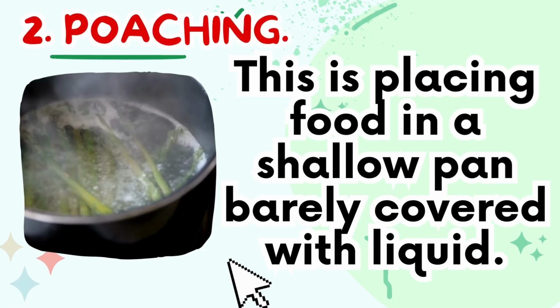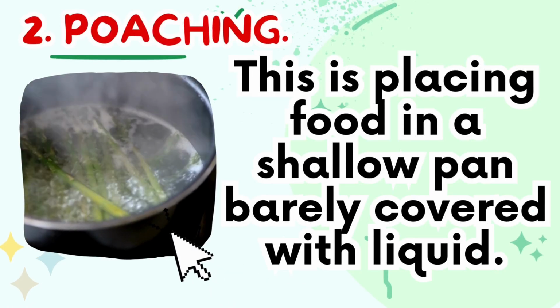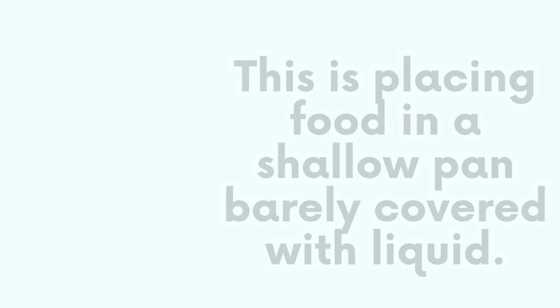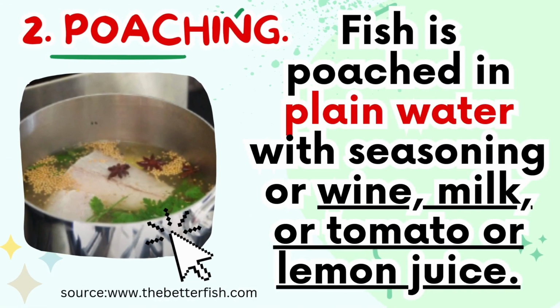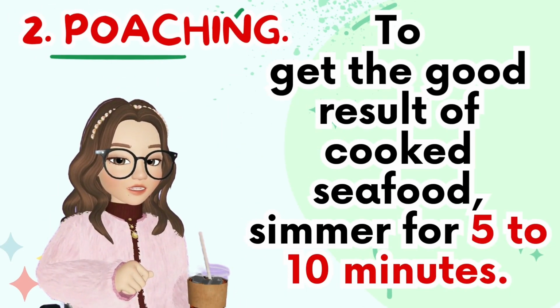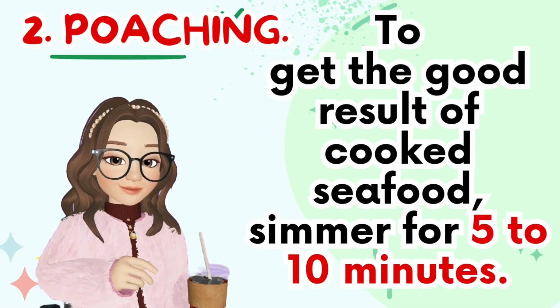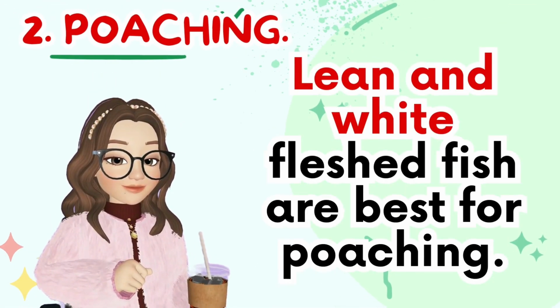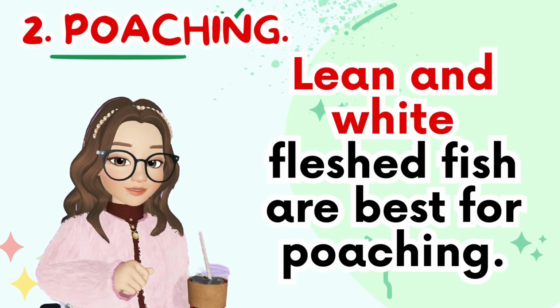Number 2. Poaching. This is placing food in a shallow pan barely covered with liquid. Fish is poached in plain water with seasoning or wine, milk, or tomato or lemon juice. To get good results with cooked seafood, simmer for 5 to 10 minutes. Lean and white-fleshed fish are best for poaching.